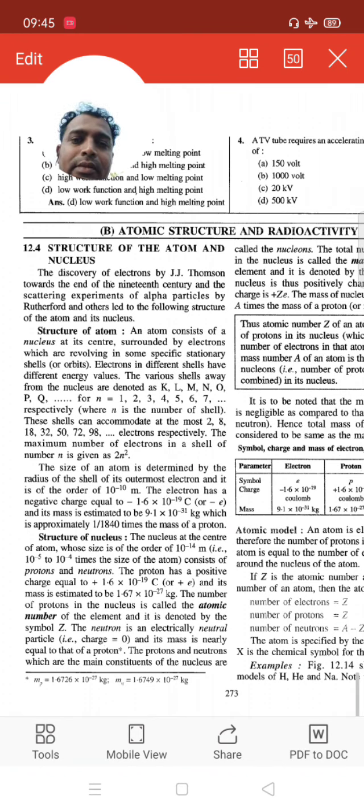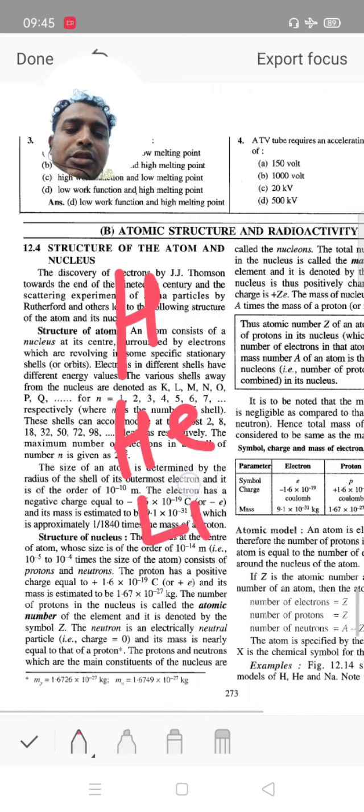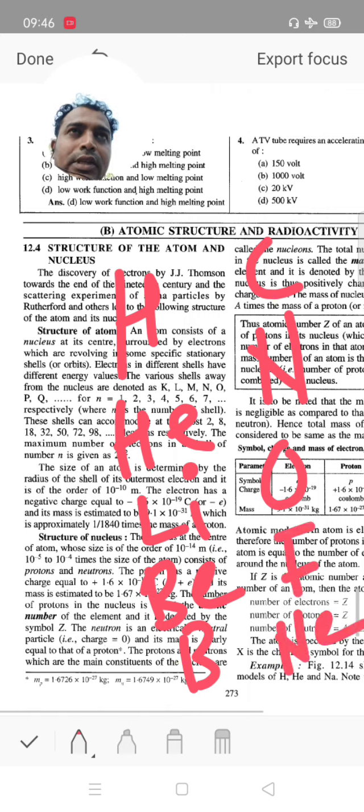Today we learn atomic structure and radioactivity. First, students, we will learn about the elements. Suppose some elements like hydrogen, helium, lithium, beryllium, boron, carbon, nitrogen, oxygen, fluorine and neon.